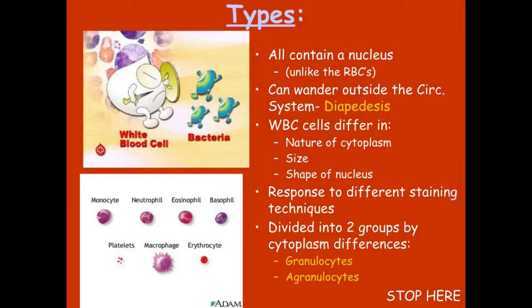Types of leukocytes or white blood cells include the following. They all contain a nucleus, unlike red blood cells. They can wander outside the circulatory system, which is called diapedesis. White blood cells differ in the nature of their cytoplasm, their size, and the shape of the nucleus. They respond to different staining techniques, and they're divided into two groups by cytoplasm differences. There are the granulocytes and the agranulocytes. And these ones up here are the granulocytes, and these are the agranulocytes.